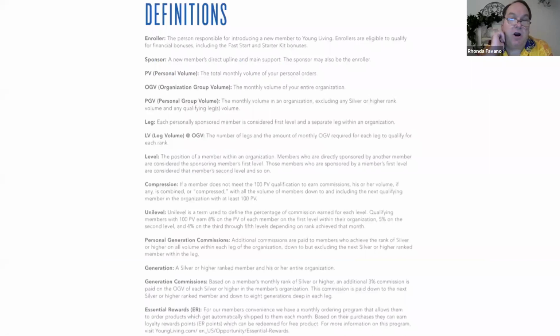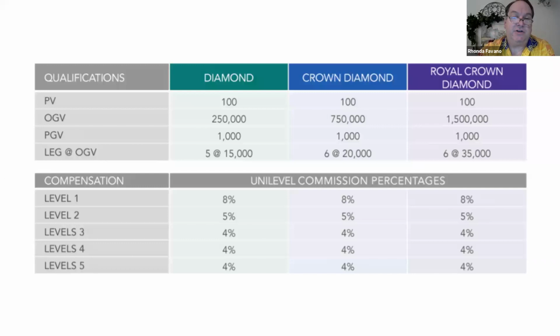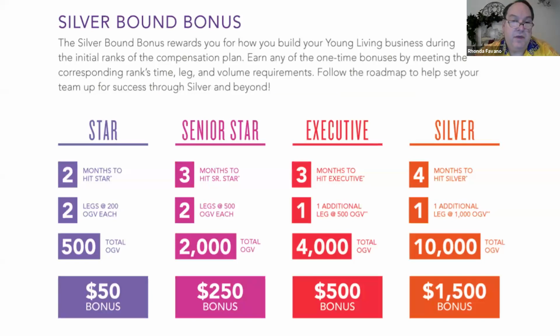Senior Star average annual 1,500. So there's your 100 plus a month they're getting. So if somebody's goal is to get their oils free or paid for, that should be a great, easy first goal for them to hit, that Senior Star Silver Bound bonus. And they have 3 months to do it from when they first sign up.